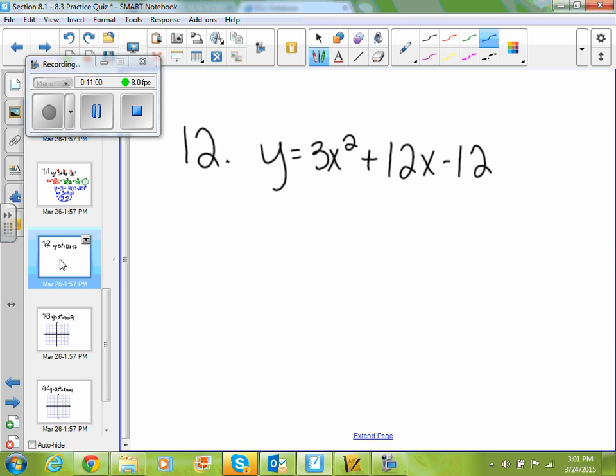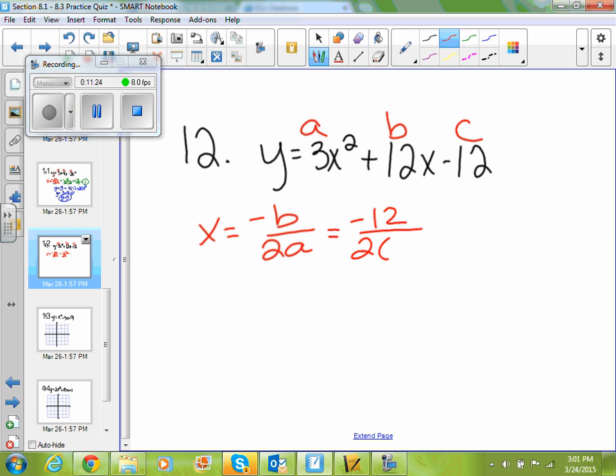Alright, so number 12, y equals 3x squared plus 12x minus 12. So I'm still doing negative b over 2a. A is the number in front of your x squared. B is the number in front of your x. C is your constant. So negative b gives me negative what? 12. 2 times a, what's a? 3. Okay. What's 2 times 3? 6. And what's negative 12 divided by 6? Negative 2.